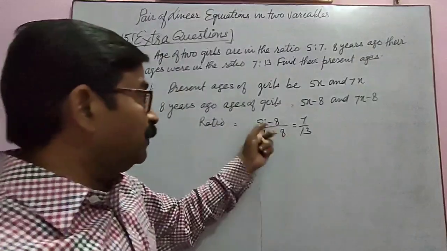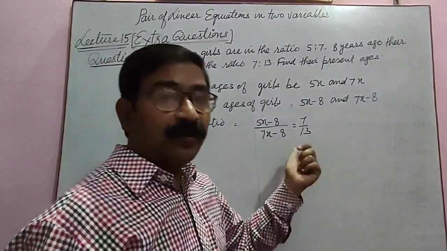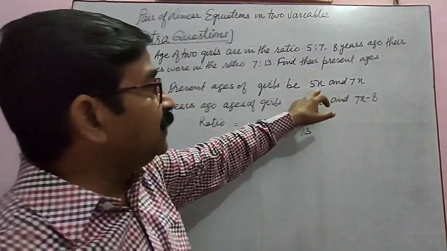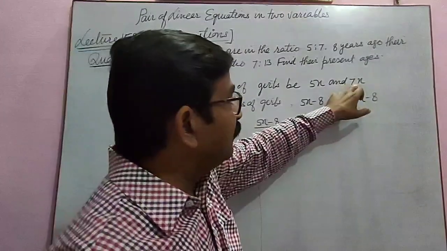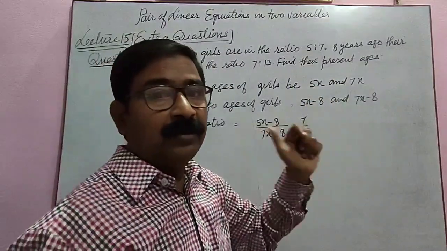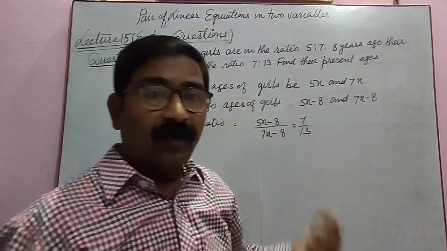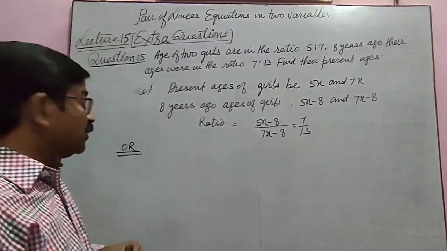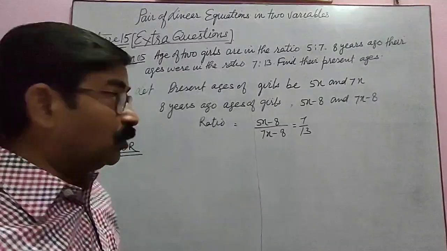Now by cross multiplying you will get the value of x, and whatever the value of x is you will multiply this in 5x and 7x, you will get the answer. Is it okay? Very simple method. Without using two variables you can solve in one variable also. Or you can solve this by using two variables also.